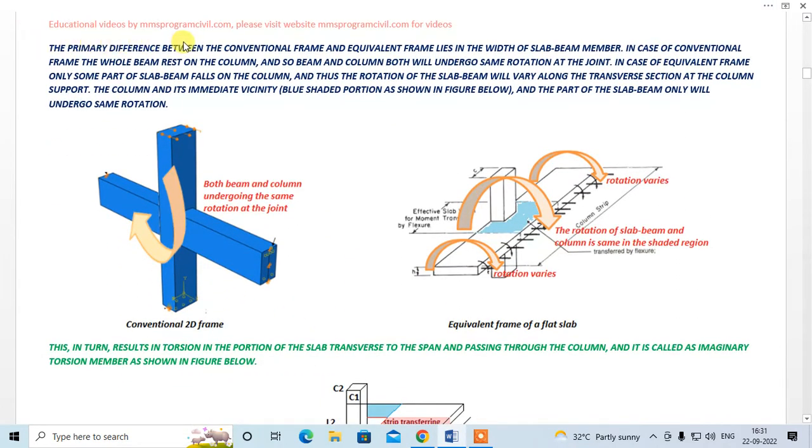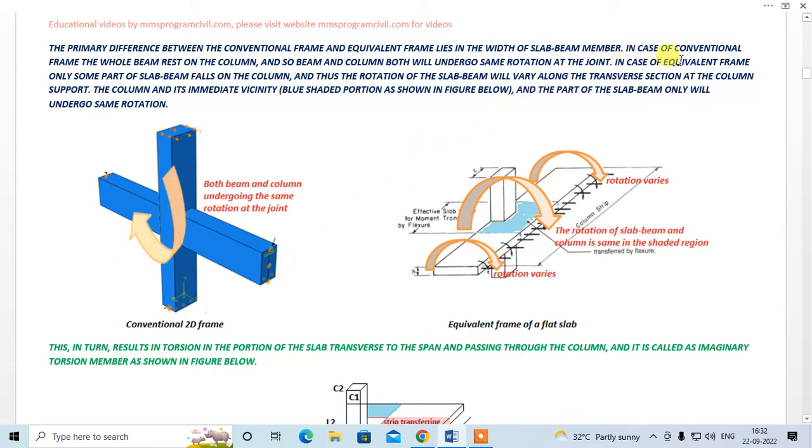The primary difference between the conventional frame and the equivalent frame lies in the width of the slab beam member. In case of conventional frame, the whole beam rests on the column, and so beam and column both undergo the same rotation at the joint, okay. So this is our conventional frame where the width of the beam is equal to the column or is less than the column, okay. In this case, both beam and column undergo the same rotation at the joint, okay.